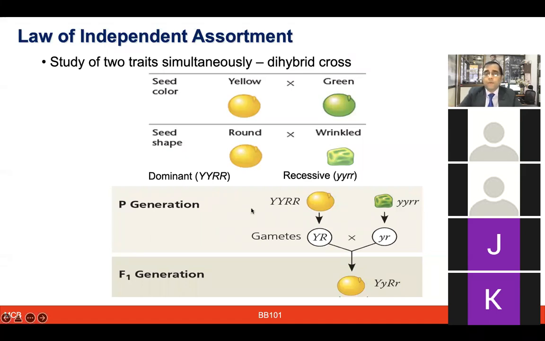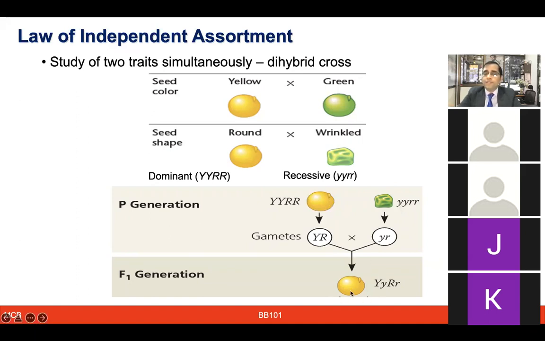So here, look at this seed, which is yellow in color and round in shape, whereas this particular seed is green in color but wrinkled in shape. So now we are looking at 2 different properties. Are these properties inherited together or are they independent of each other? It is not known. Therefore, Mendel thought to do this experiment where he crossed this seed, which is yellow and round, with this seed, which is green and wrinkled.